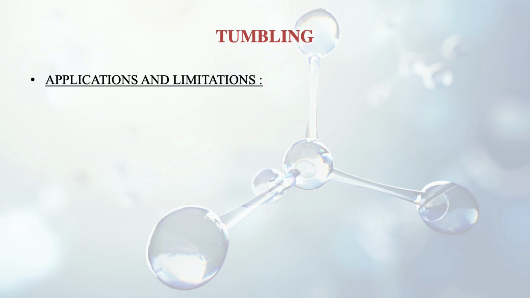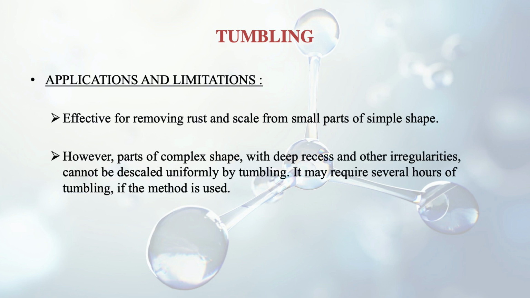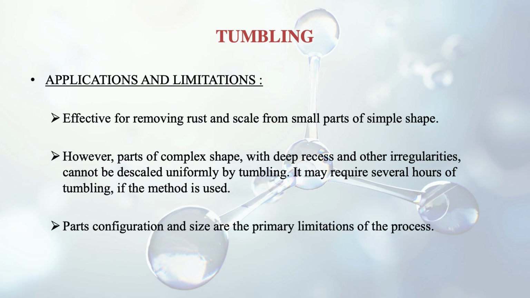What are the applications and the limitations of this tumbling process? It is effective for removing rust and scale from small parts of simple shape. So even for small parts this can be used. But parts of complex shape with deep recess, meaning if there is a certain recess or certain complexity or irregularity, then it cannot be used for descaling purpose. And if we use it, then it may require several hours of tumbling process, so it will be time taking. And parts configuration and size are the primary limitations in this process. So we have seen that it can be used for small parts but without complexity. So that is a kind of limitation.